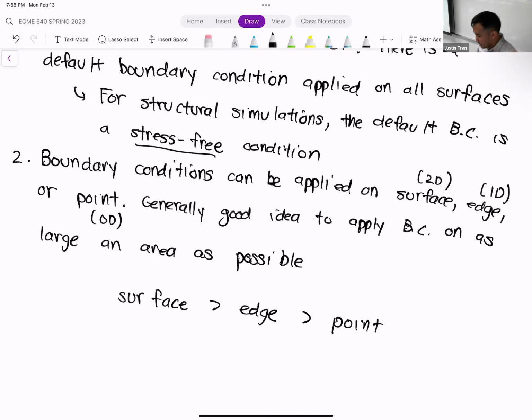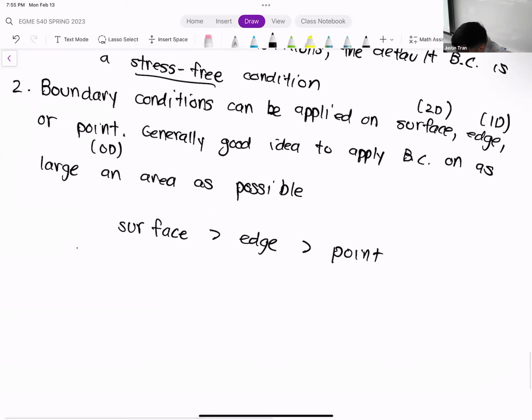And the reason for this is that when you're applying boundary conditions, it's considered an edge effect. And oftentimes, if you have too big of an edge effect compared to some of the interior nodes or some of the surrounding elements, it can cause some mathematical irregularities.